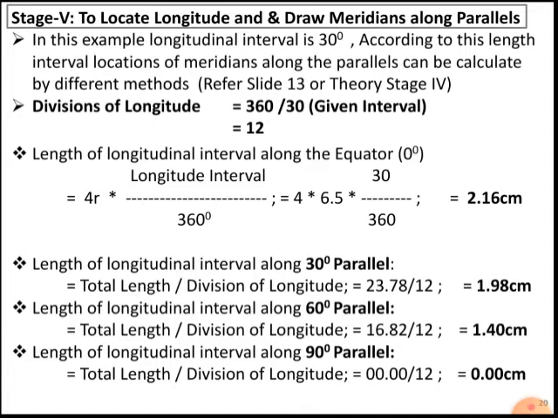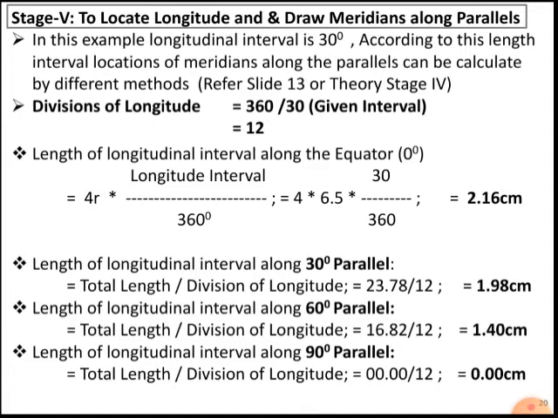Is it okay? Very well. Now we know how to find out the distance interval along the equator. The equation is 2 pi r multiplied by longitude interval divided by 360. If you solve this, you'll get 2.16 centimeter. Even so, we know 26 centimeter is the total length of the equator; if you divide by 12, you will get the same answer.